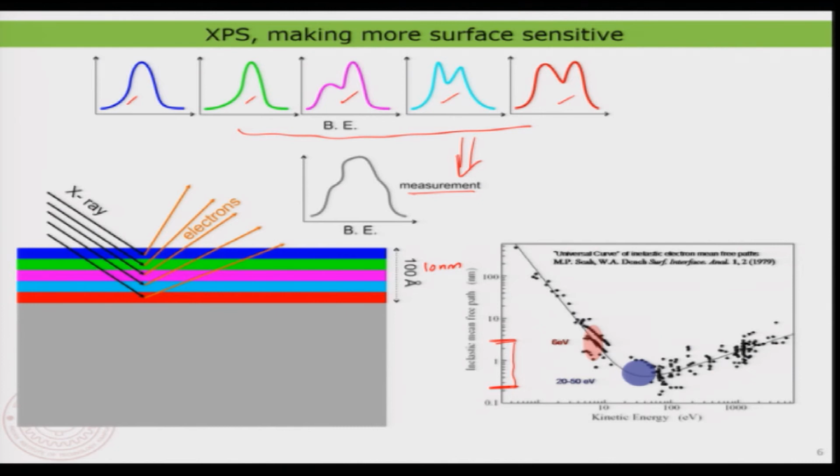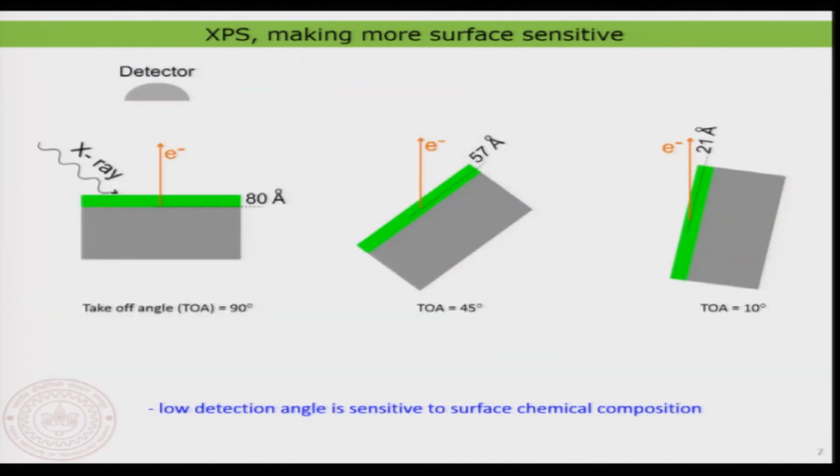That means I want to basically measure just the material's property from a very thin layer, that means a monolayer or a bilayer. Is it possible? Yes, it is. We can do a technique which is known as angle resolved XPS. What you do is that you basically just rotate the sample with respect to the detector.